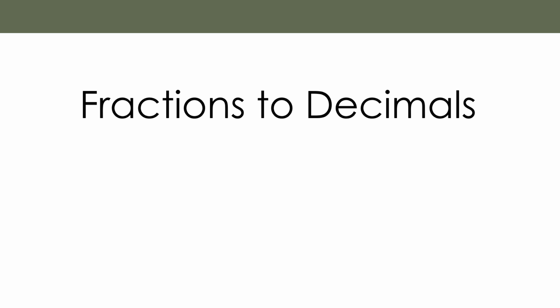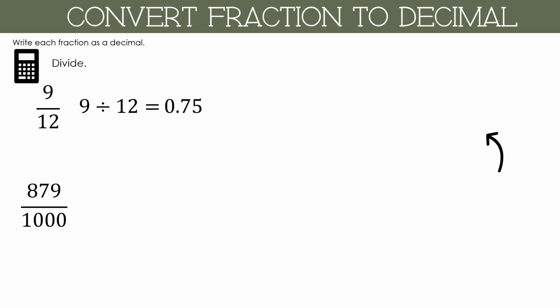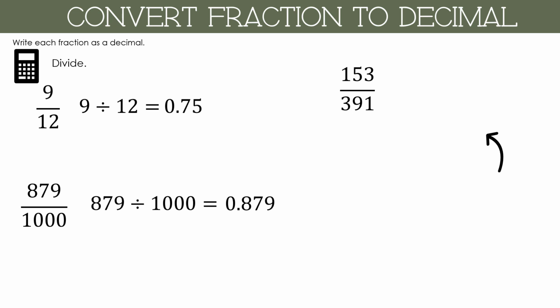Fractions to decimals. This time, we're going to use a calculator. So we're going to write each fraction as a decimal. So we need to divide. Let's say I have 9/12. You're going to take 9 divided by 12 on your calculator, and you'll get 75 hundredths. To take 879 over 1,000, we'd actually do what we see, 879 divided by 1,000, and hopefully you get 879 thousandths.